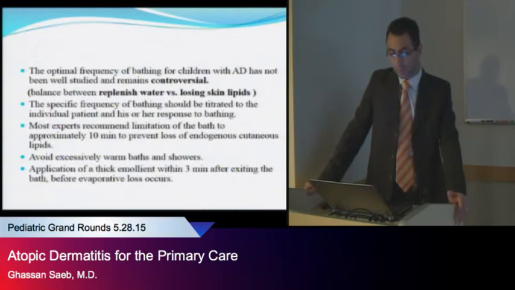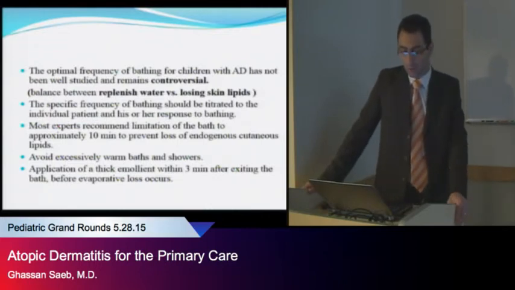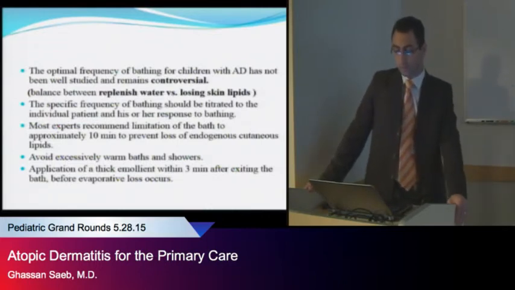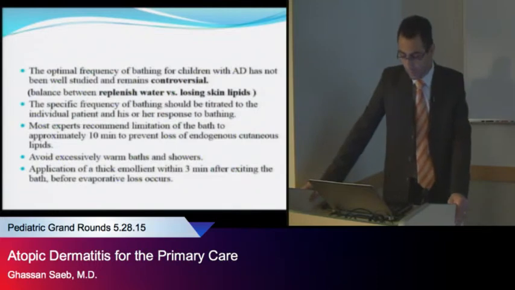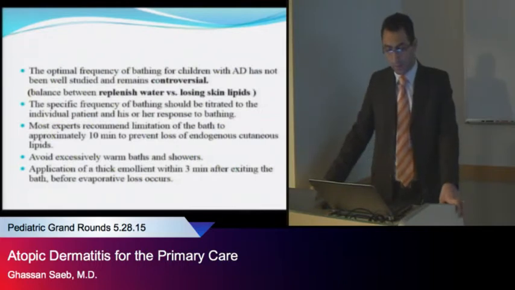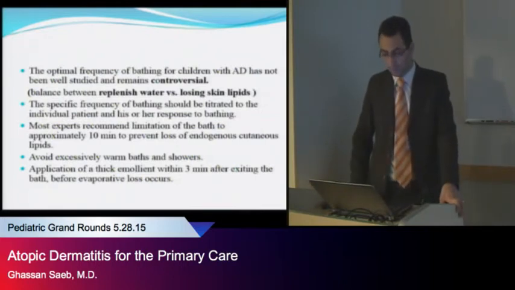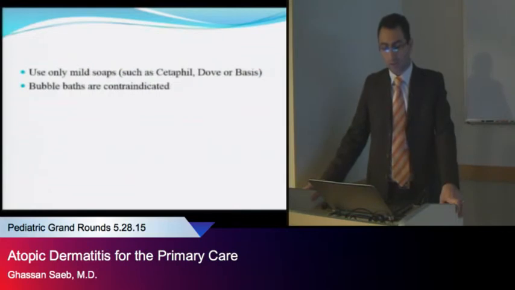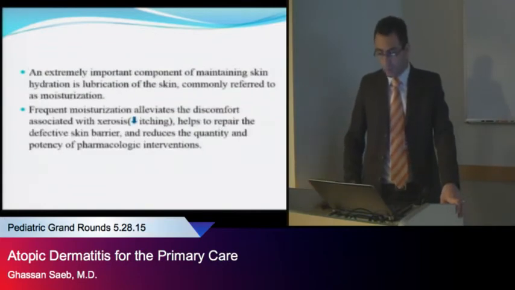Most experts recommend limitation of the bath to approximately 10 minutes to prevent loss of endogenous cutaneous lipids. Avoid excessively warm baths and showers. Apply thick emollient within 3 minutes after exiting the bath, before evaporative loss occurs. Use only mild soaps such as Cetaphil, Dove, Pezes. Bubble baths are contraindicated because of the irritation.